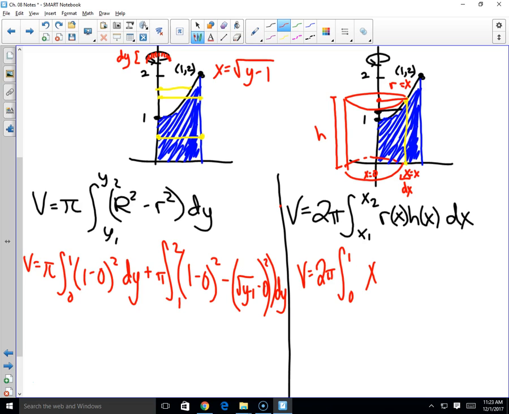However, I can't just put y because it's not in terms of y. I could put x, it was in terms of x, but I can't put y. So, okay, question, what is my y minus 0 that I'm going to use? Well, what was my function? y equals x squared plus 1, and technically minus 0.